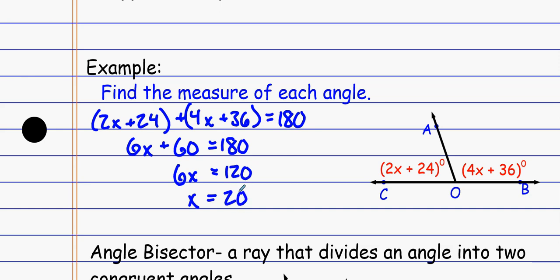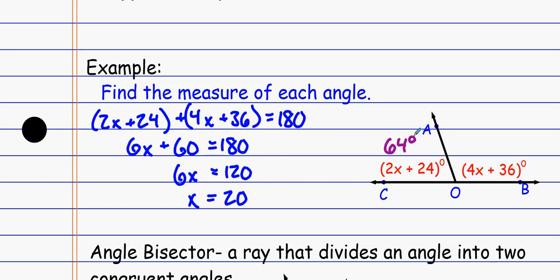But notice it didn't say what does x equal. It said find the measure of each angle. So once again, in algebra, typically we stop here and say we're done because we got x. But it didn't ask for x. It asked for each angle. So make sure you plug that x back in. So right here, 2 times the 20 is 40, plus the 24 is 64 degrees.